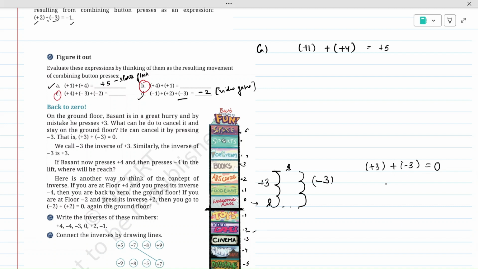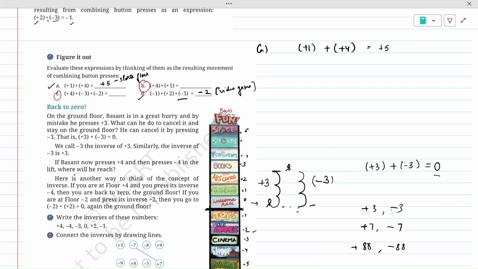If we add plus 3 to minus 3, we will get 0. So this means he is back on the ground floor now. Also, these numbers, plus 3 and minus 3, plus 7 and minus 7, plus 88 and minus 88, are inverses of each other. We call these numbers inverses of each other. The inverse of positive is negative and the inverse of negative is positive.